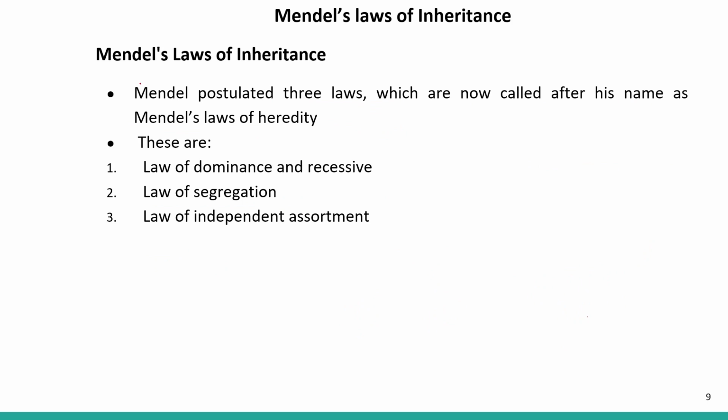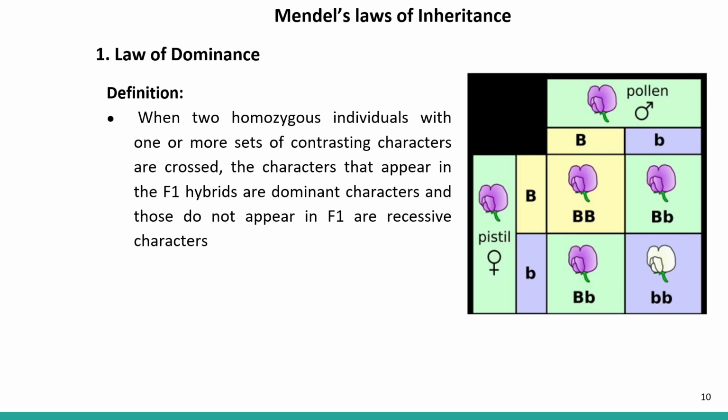So, Mendel's laws of inheritance. Mendel postulated three laws which are now called after his name as Mendel's laws of heredity. So, there are the law of dominance and recessive, the law of segregation, and the law of independent assortment. We will see one by one how these laws appear, right? So, the first one, law of dominance.